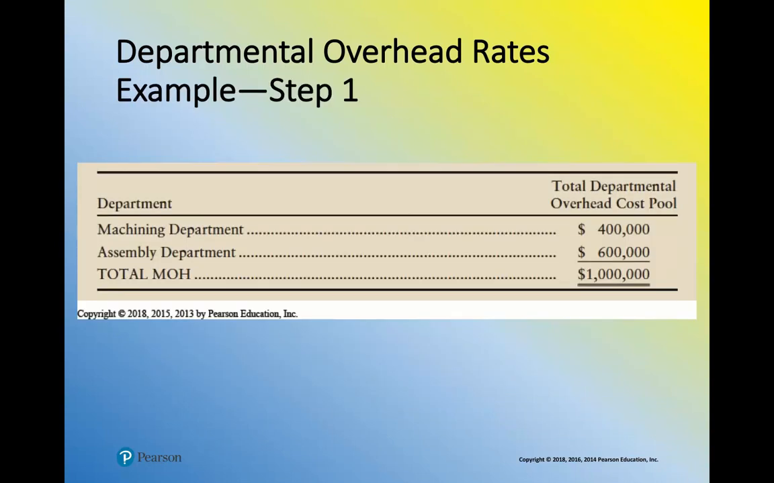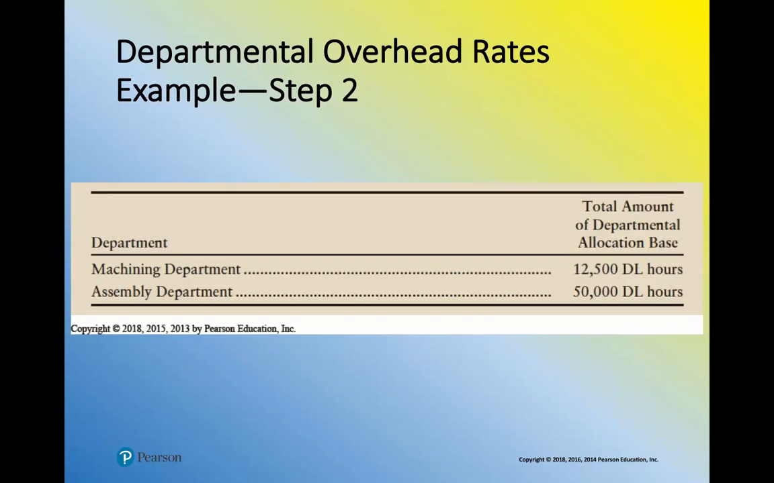So here we have step 1, and this is still our workout equipment company. We have our machining department and our assembly department. We have our total manufacturing overhead, $1 million. Next, we allocate our estimated cost driver. In this one, we're both going to use direct labor hours. That doesn't always have to be the case. Sometimes for one department it can be machine hours, and for another department it can be direct labor hours. They don't always have to have the same allocation base. But again, we come up with our estimated direct labor hours for each one of these departments.